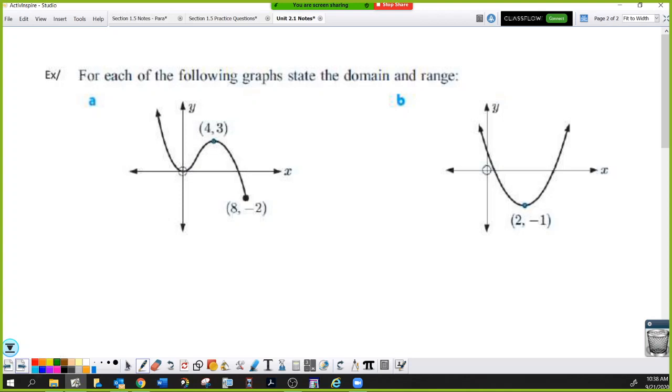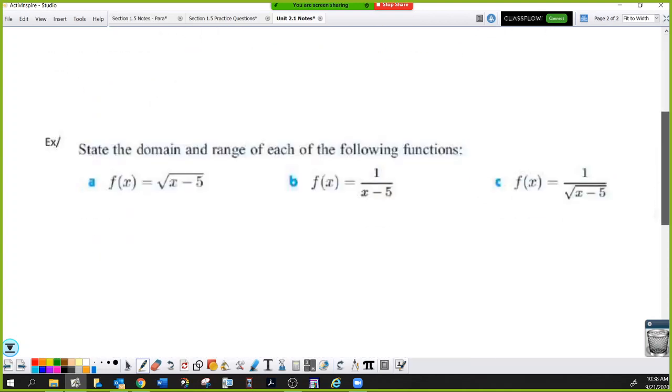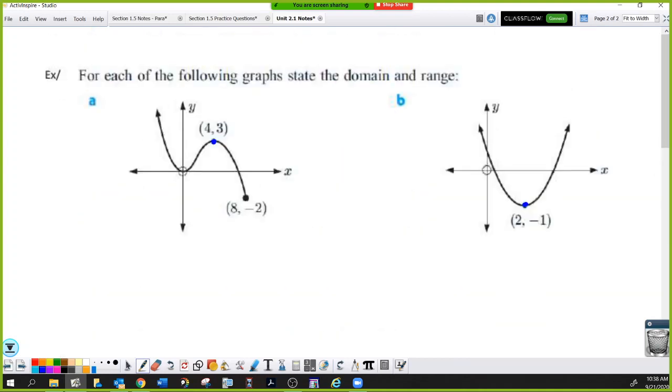Exact same stuff. For each of the following graphs, state the domain and range. Now, once again, they have this dot filled in. This is a closed dot, and this is a closed dot. If you would like to, though, we could do these examples as if they're open dots this time, just to see how it would change the answers. You want to do that? Just to see?